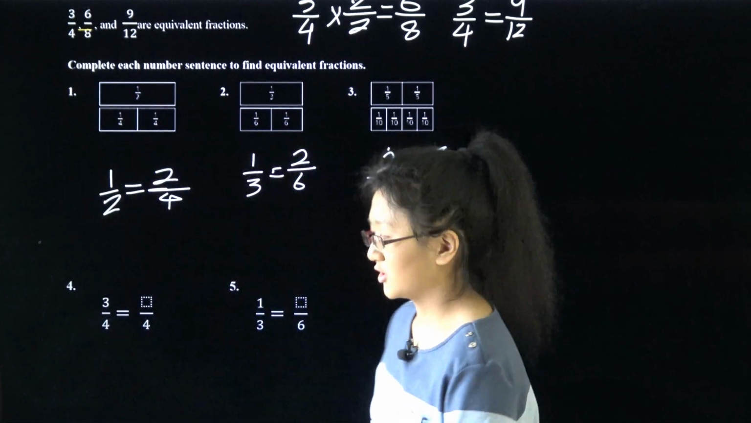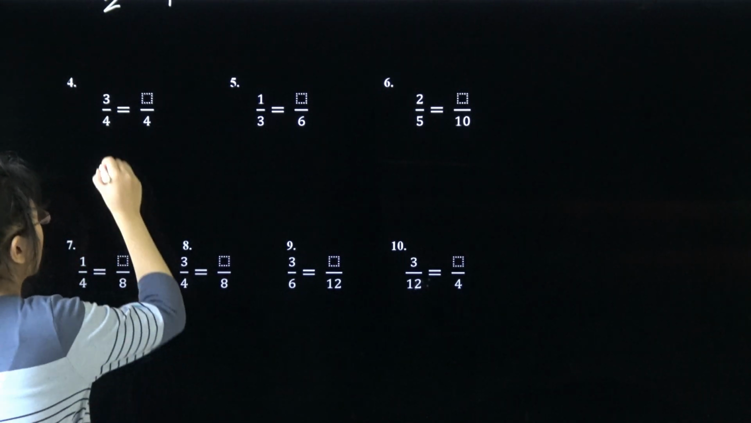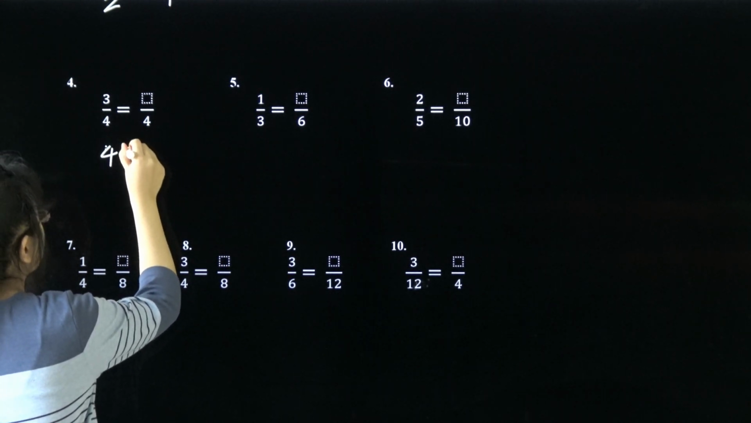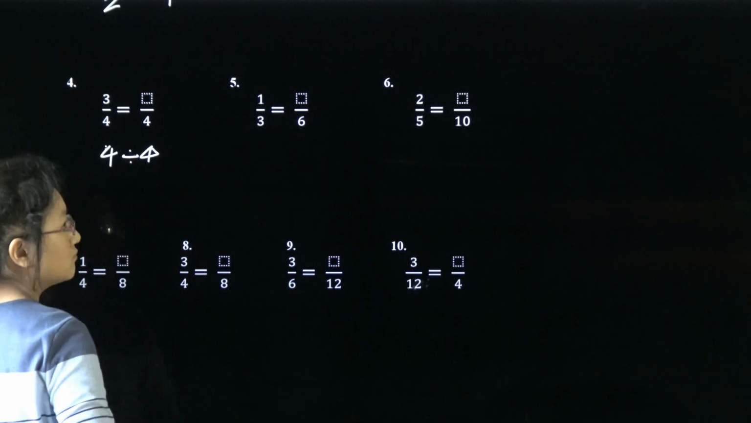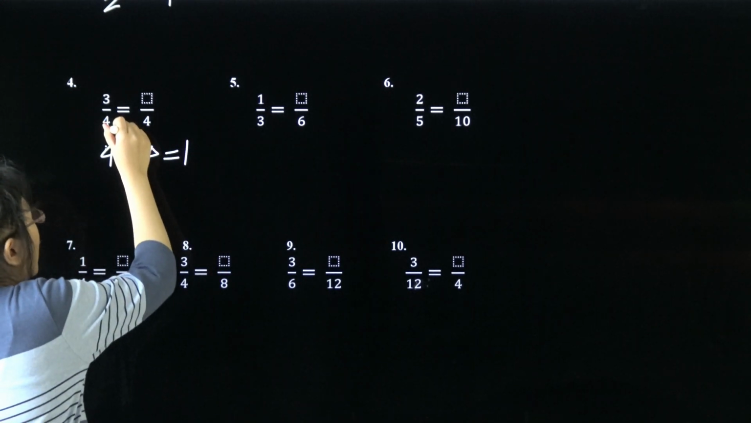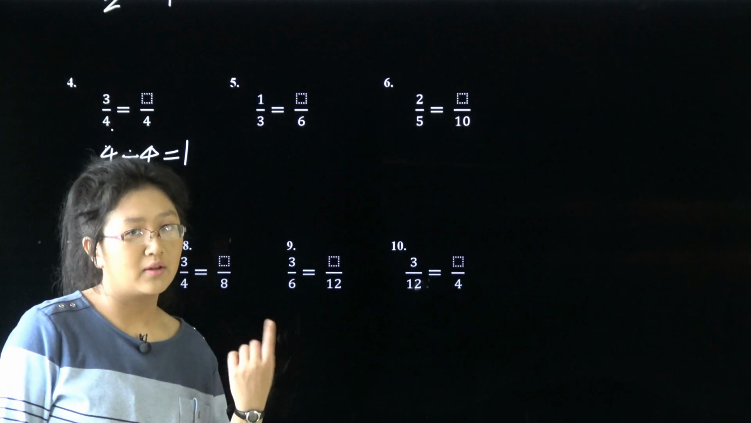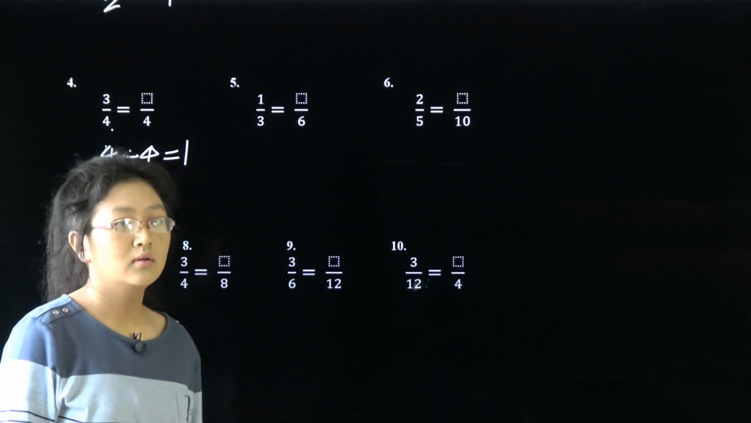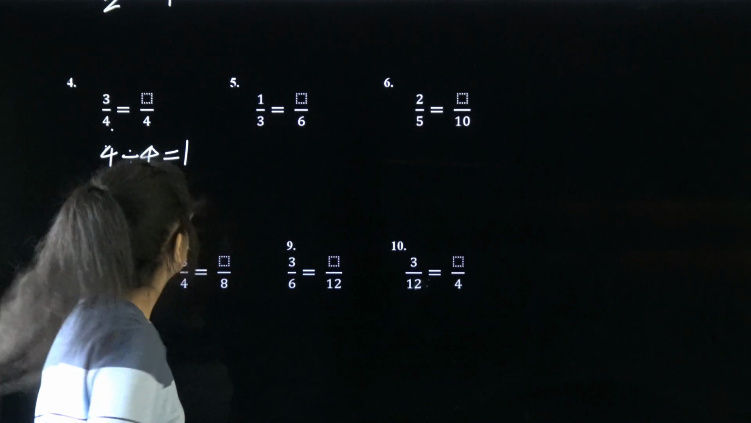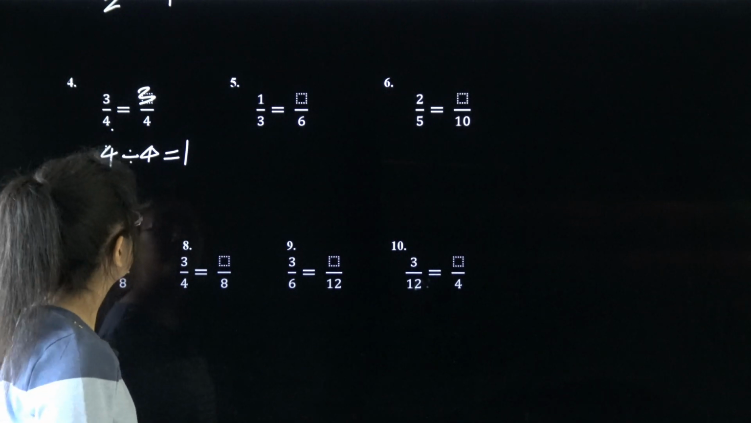Now we move on to the fourth question. 3 over 4 equals to something over 4. So what is 4 divided by 4? Well, 1, right? So if we multiplied the denominator by 1, we have to multiply the numerator by the same amount. What is 3 times 1? 3, right? So the blank over here would be 3.